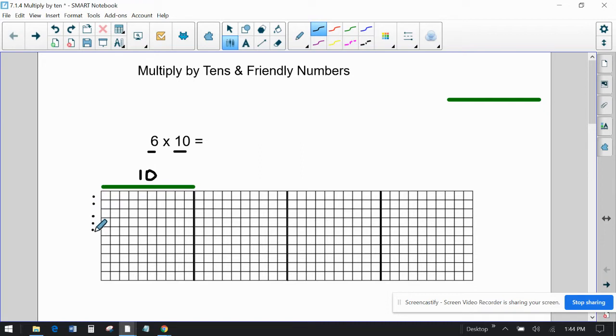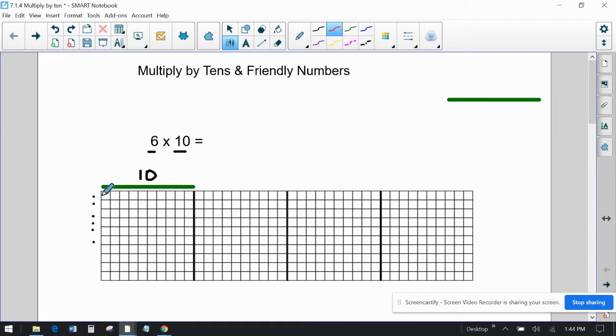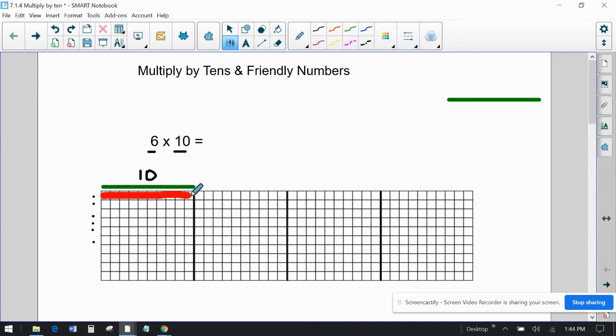So 1, 2, 3, 4, 5, 6. So that's 6 rows. And then all I'm going to do is simply shade in each row. Now you might be wondering why we're doing this if you already know the answer. Well, this is just to show you visually what we're actually doing. That's not fat enough. Let's see. Thicken her up a little bit. Okay, there we go. So 10, 20, there's two tens. There's 30, there's 40, there's 50, and there's 60. So it's pretty simple to count by tens.